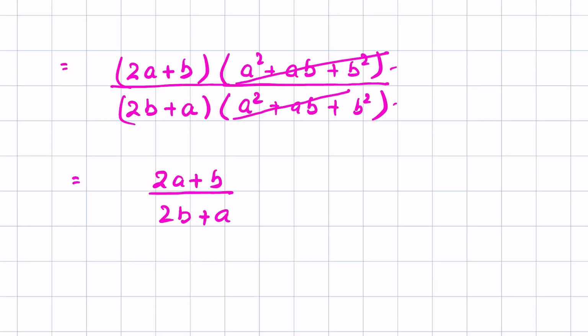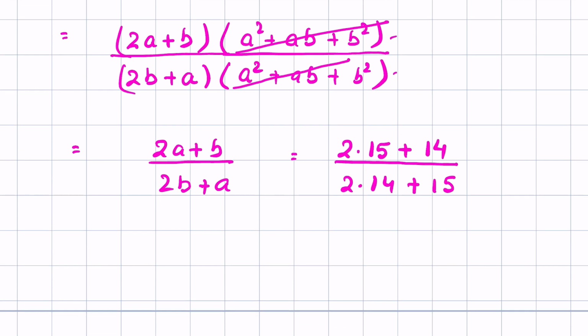Now let's put the value of A here. Value of A is 15, so 15 times 2 plus B, which is 14, upon 2 times 14 plus 15. 30 plus 14 is 44 upon 43. So this is our answer.